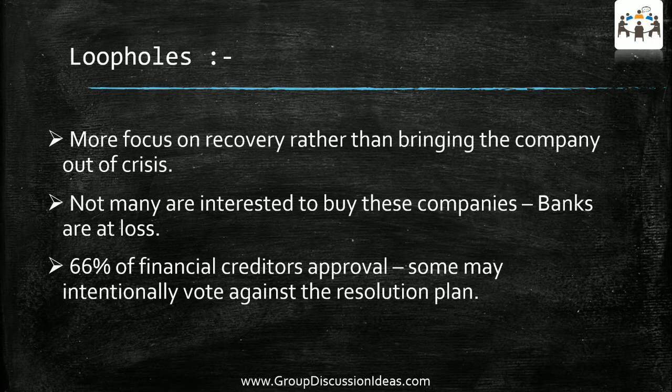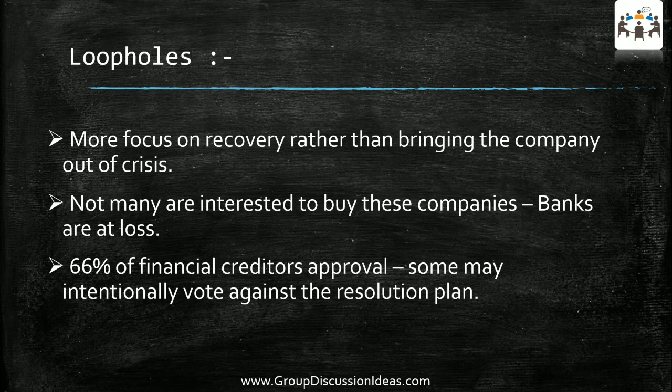So this Committee of Financial Creditors obviously prefers the buyer that pays more money than the buyer that has the capability to lift the company out of crisis. So there is more focus on recovery rather than bringing the company out of crisis. And one more thing is, not many buyers are interested to buy these companies that are under IBC. So buyers will definitely offer very less amount because there won't be much competition. Banks are forced to agree to this amount because if they cannot sell it, they have to liquidate the company, which brings much less amount than that.